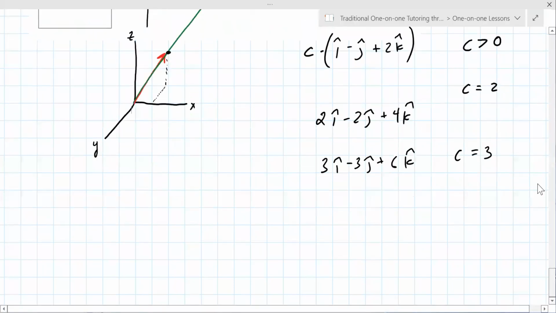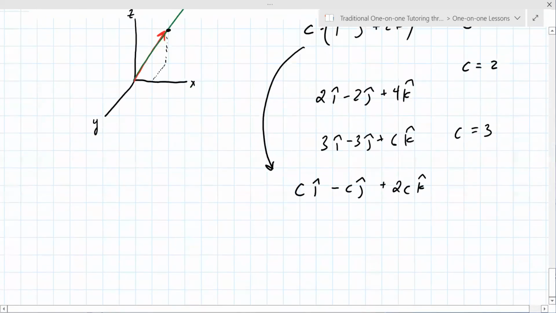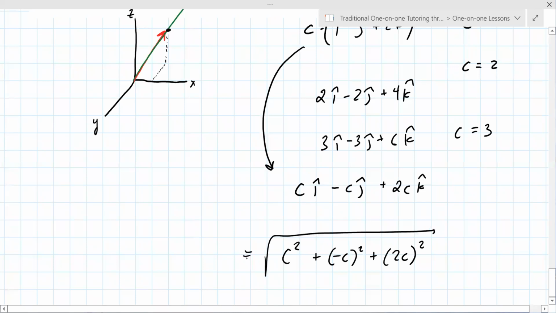Okay, so to actually answer this question, we have to pretend like we've multiplied by C each time. So we have to do it generally. It's C i hat minus C j hat plus 2C k hat. And then we have to find the magnitude of this. So we have to square this, square the second one and square the third one, square root of that, and that's what equals 8.